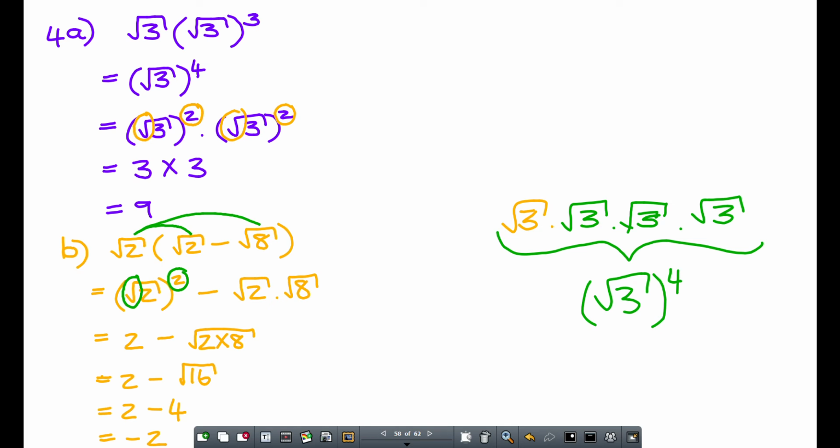But because on the calculator, I was trying to see why it showed 3 square root 3.